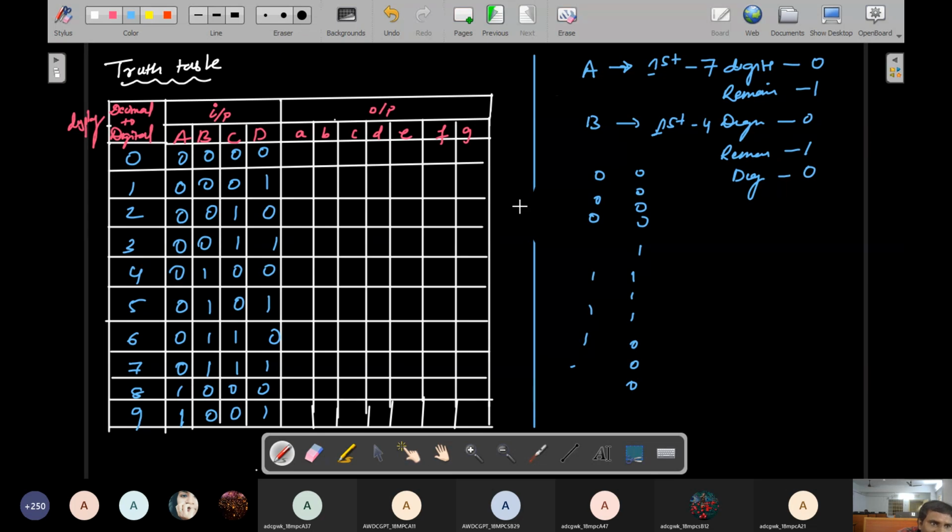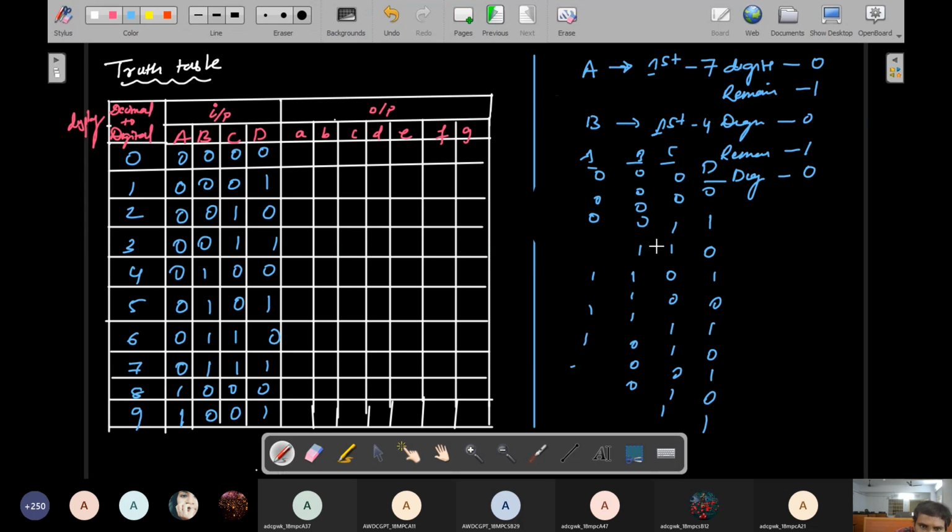This is the A terminal, this is the B terminal, and the C terminal is simply consider 2 zeros, 2 ones, 2 zeros, 2 ones, like that. And the D terminal is simply consider 0 1 0 1 0 1, sorry, I made a mistake. 0 1 0 1 0 1 0 1 0 1, like that. Does everybody understand? So first A terminal is 7 zeros, 7 ones, like that.